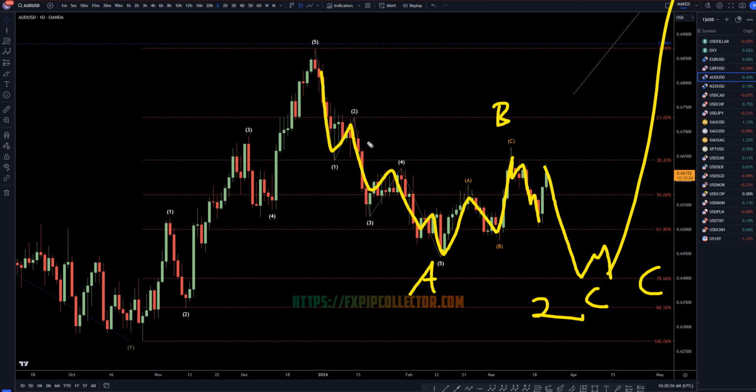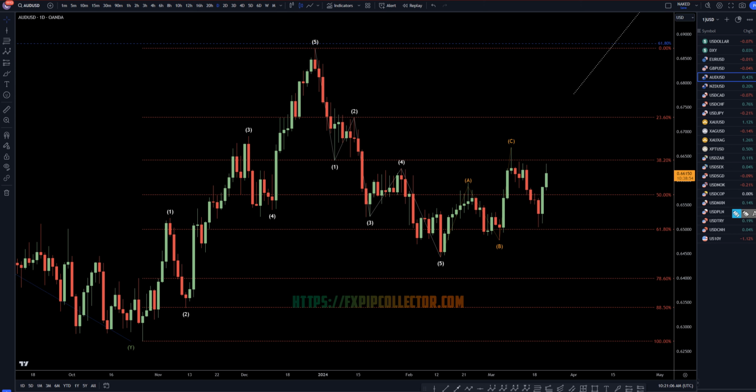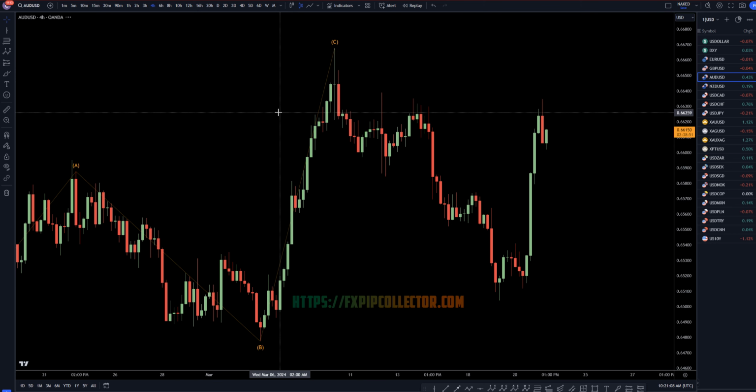Now, there's always a possibility, like I was saying last week, that the ABC crescent is over and it just keeps on making higher highs, higher lows from here. So we definitely do need to be aware of that. So let's head down to the 4-hour time frame.